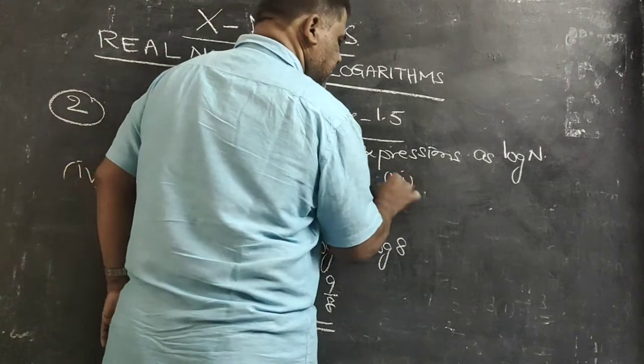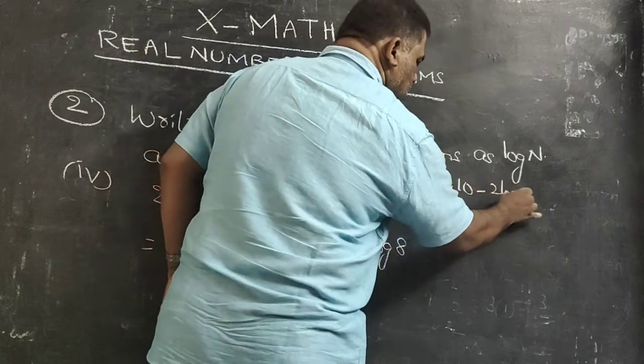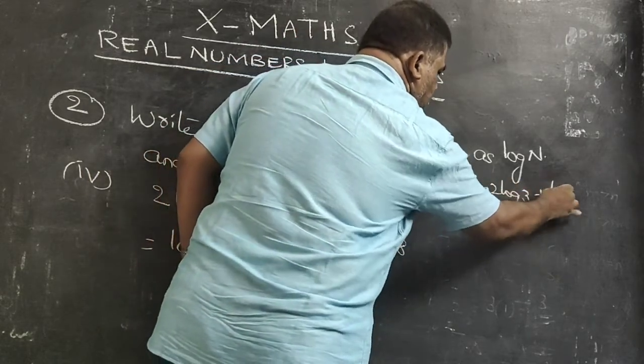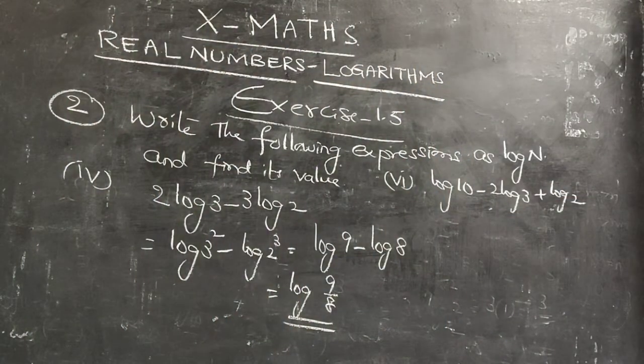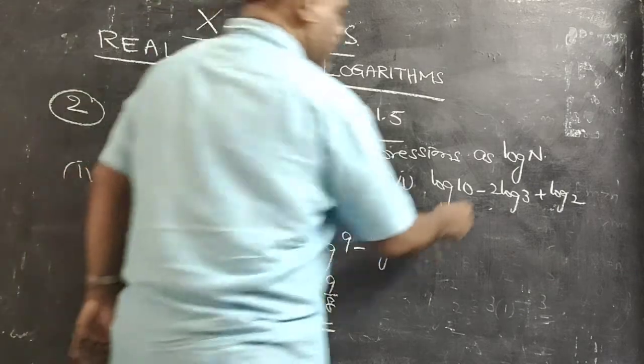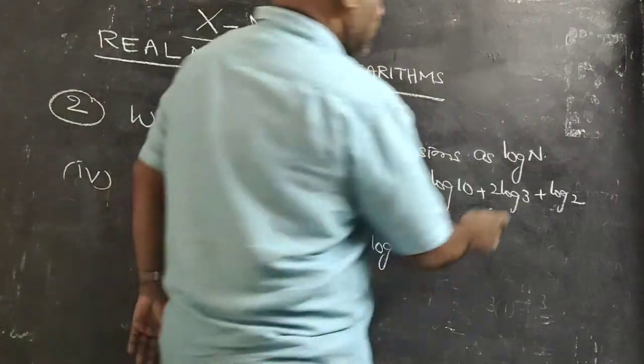Right, sixth one. Log 10 minus 2 log 3 plus log 2. Log 10 plus 2 log 3 minus log 2.